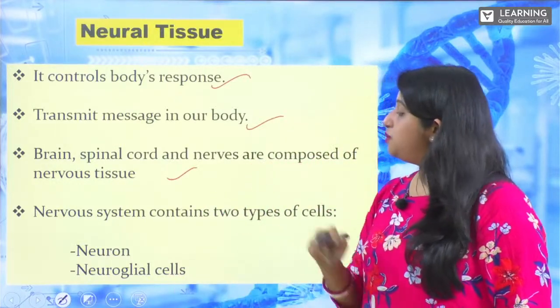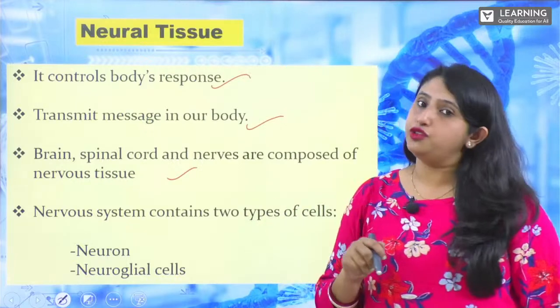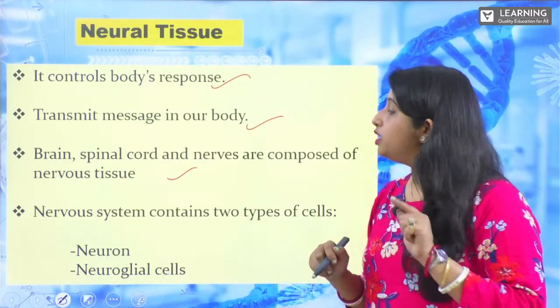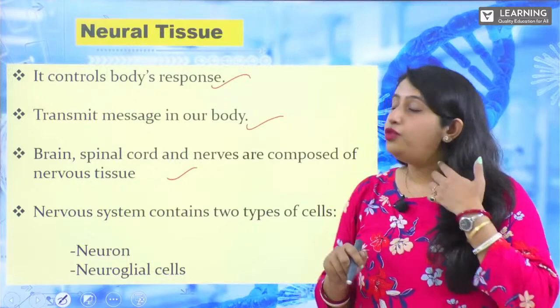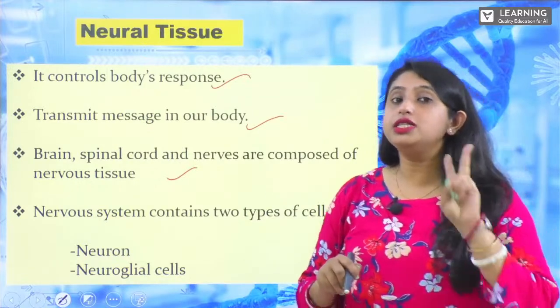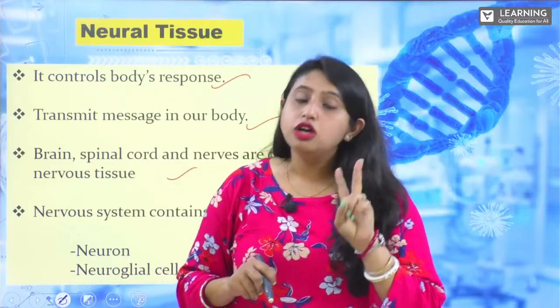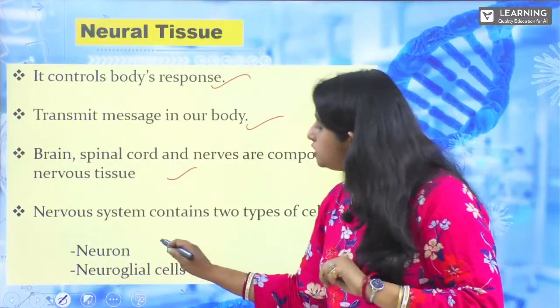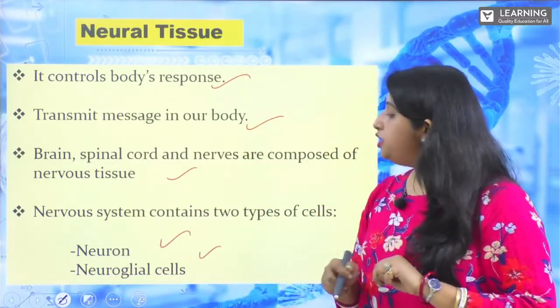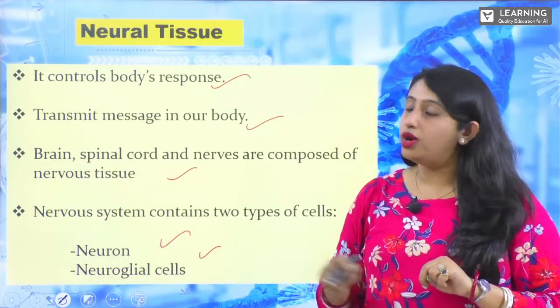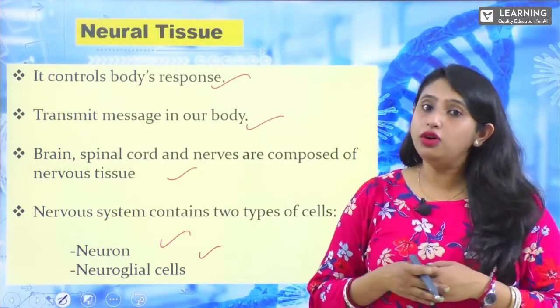So the nervous system again consists of two types of cells. So in the nerves or in the nervous system, how many types of cells will we find? There will be two types of cells. So what are the two types of cells? One is the neuron and another one is neuroglial cells.